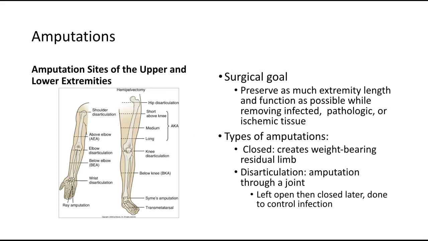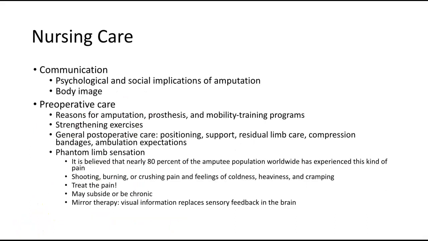So this is the image from your textbook showing the different places where they can do the amputation. When it does go through a joint, it is considered disarticulation, just the name for going through a joint. And that's the big part about this slide that you need to know.